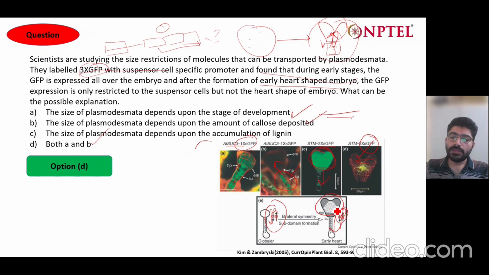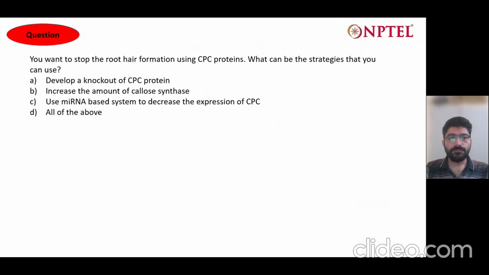And secondly, what we can see from this graph is that there is only a particular size limit that is followed from heart shape to the suspensor cell. So here the size limit has been decreased because of the amount of callose deposited and the change in size of the plasmodesmata. So this is what the question was. Okay, so next we are moving to the next question.